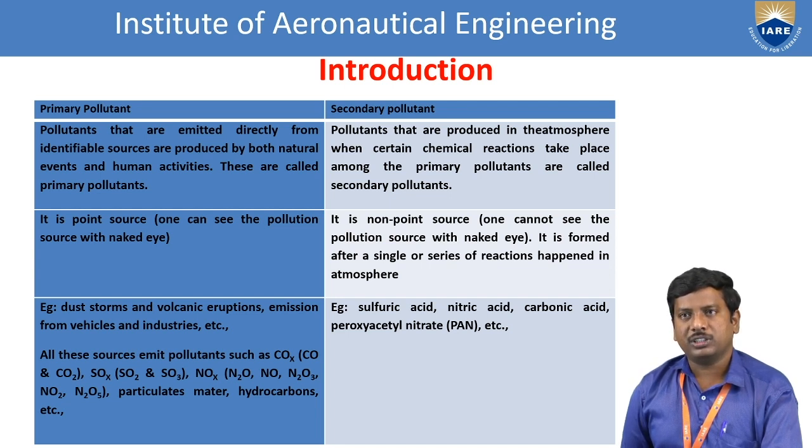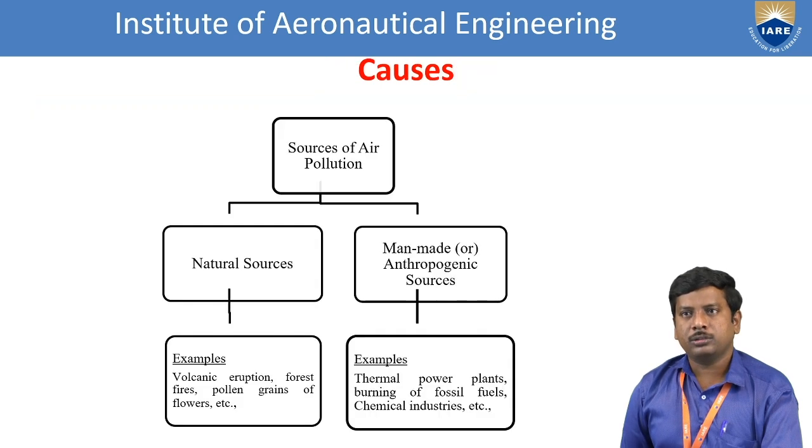Okay, what are the examples for the secondary pollutants? Nothing but sulfuric acid, nitric acid, carbonic acid, and peroxyacetyl nitrate. So simply this is called PAN, PAN means peroxyacetyl nitrate. So now we see what are the causes of air pollution.